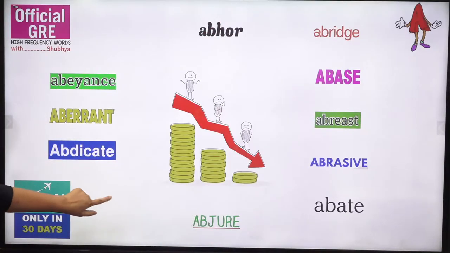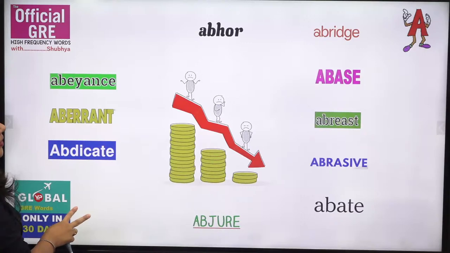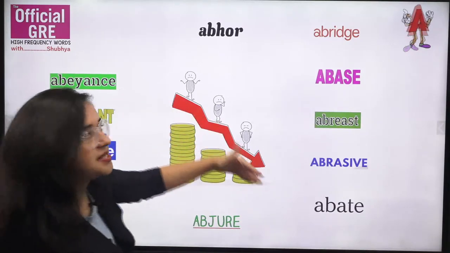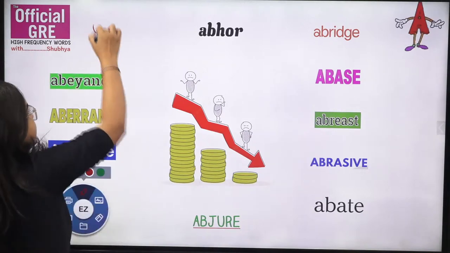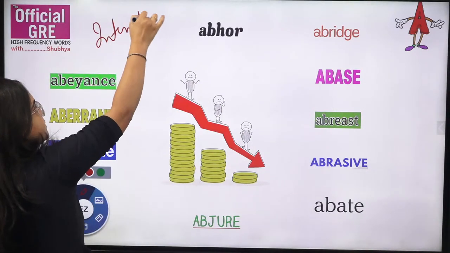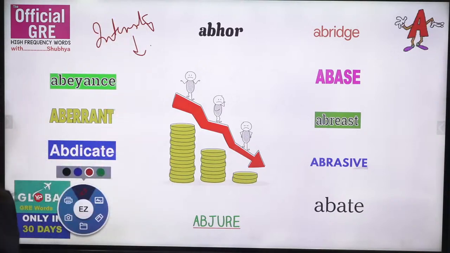Next is your, the money is decreasing. The intensity is decreasing. What is it called when the intensity of something drops down? What is the answer? What can be the answer?